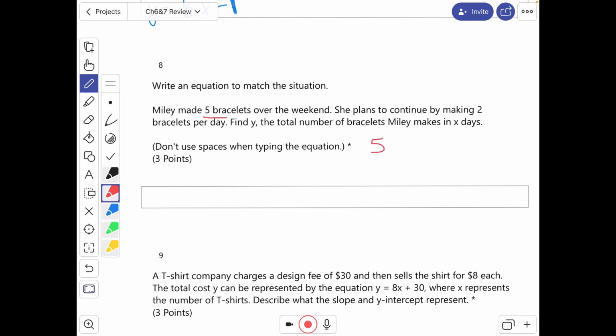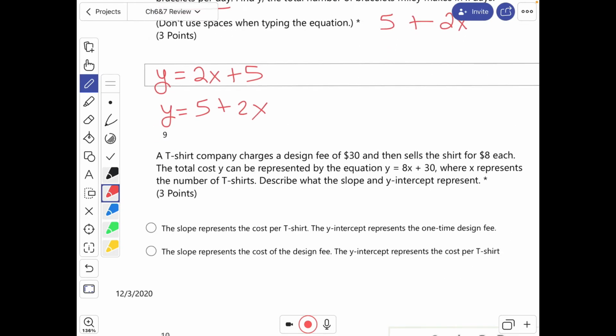She starts out with 5, and she's going to make 2 per day. So 2 times X. So 5 plus 2X. So the equation is going to be y equals 2x plus 5. Or you can write it y equals 5 plus 2x. Either way.